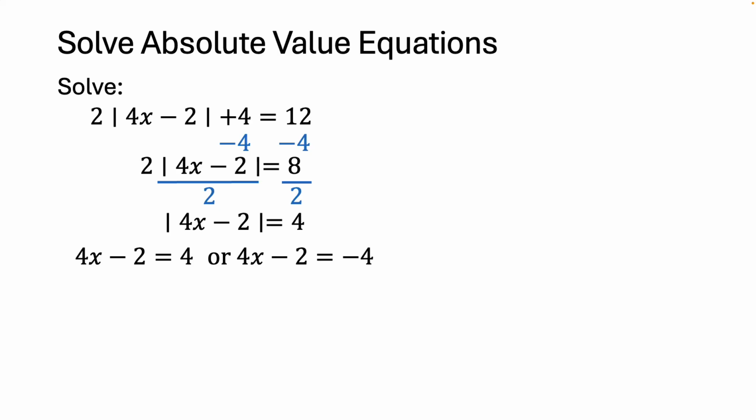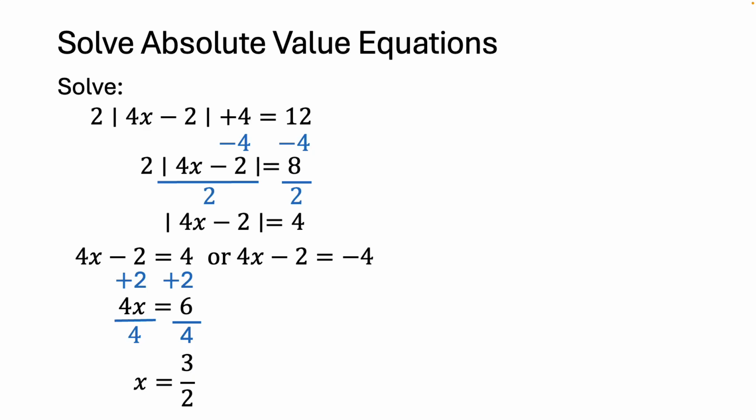Looking at the first one, 4x minus 2 equals 4. We want to get x by itself, so we need to add 2 to both sides. This would leave us with 4x equals 6. Dividing both sides by 4, we would get x equals 6/4, which would reduce to x equals 3/2.